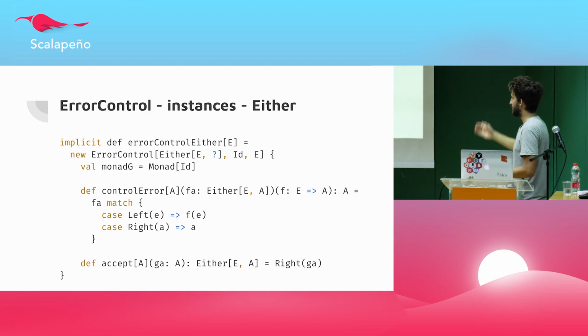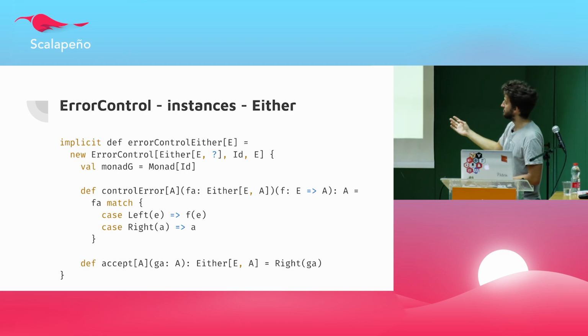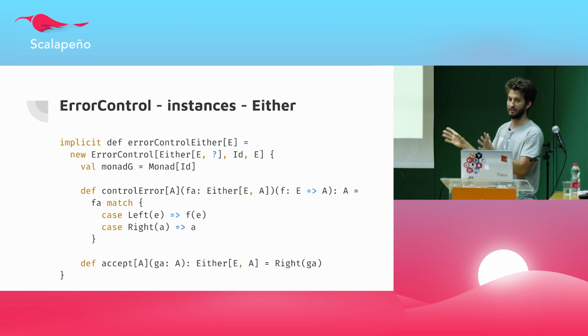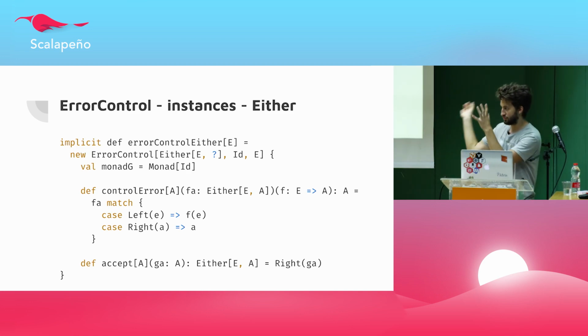And, well, that is pretty easy. That's just a pattern match. And we just call the function if we have a left value. Otherwise, we just return the right value. And accepting a value of G of A, which is, again, Id of A, which is, again, A, into an Either E of A is just using the right constructor, right? So that's fairly easy. And it's not super useful, but it gets more useful as we go.